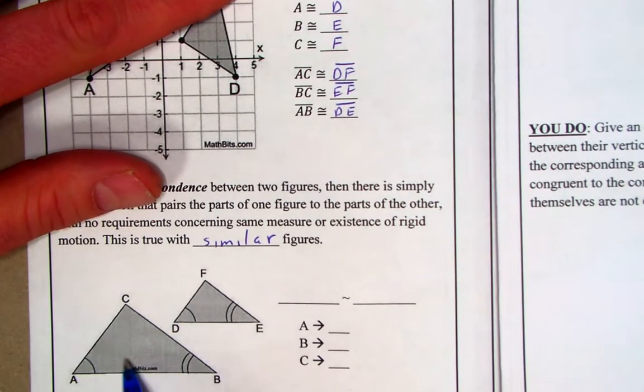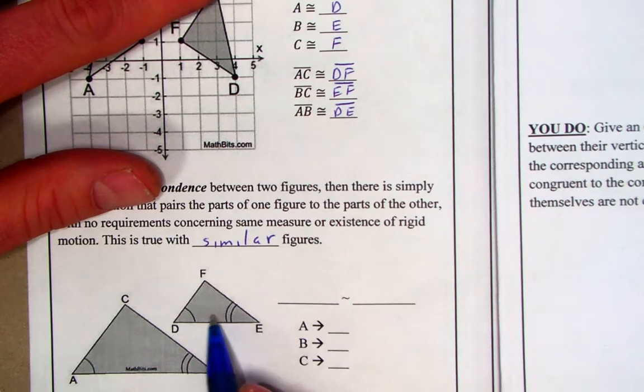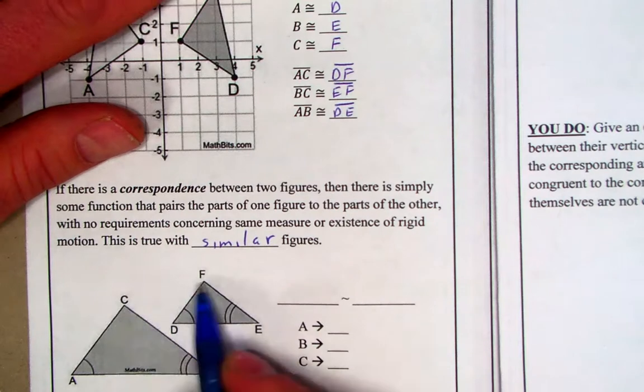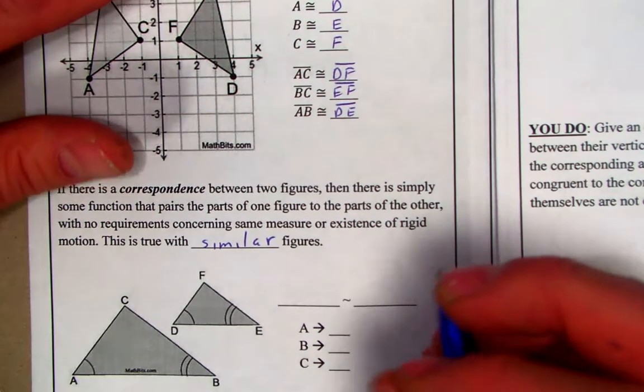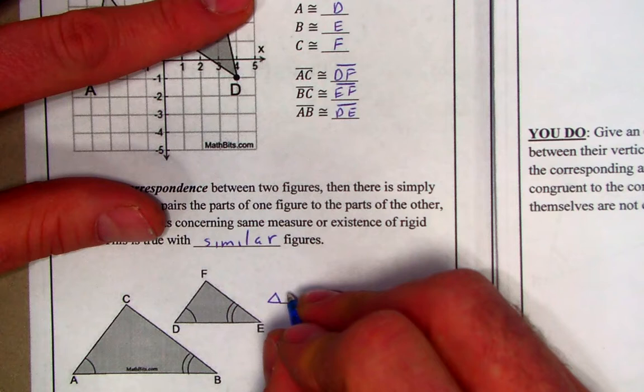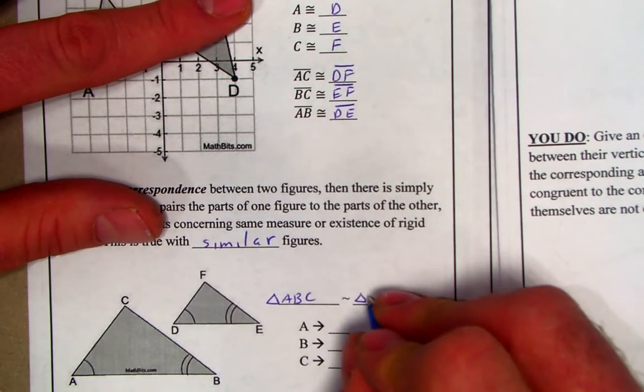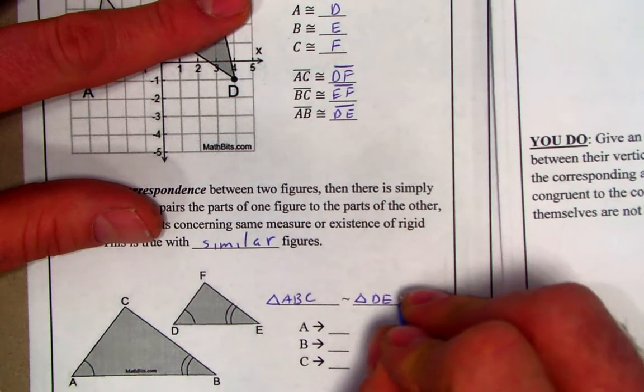Let's say this triangle has been shrunk down to that one. So C and F, there's a correspondence there. They're corresponding, but they're not congruent. And so, like in this case, we can say triangle ABC is similar to triangle DEF.